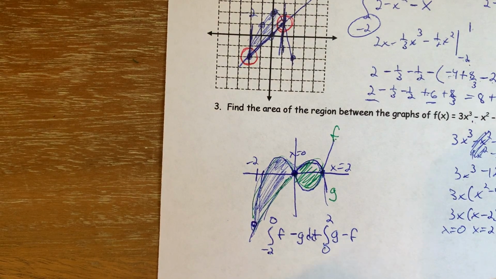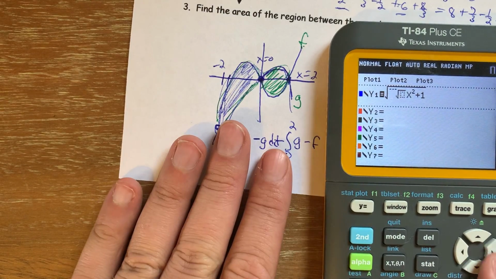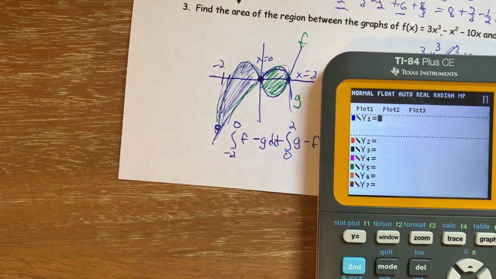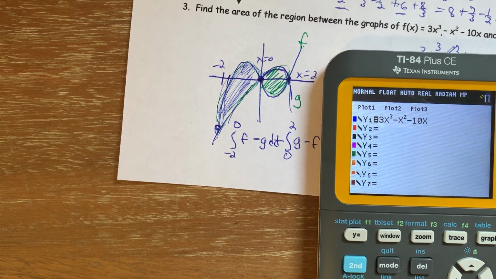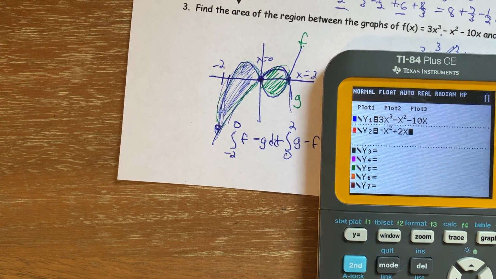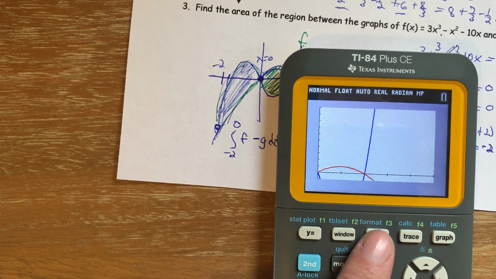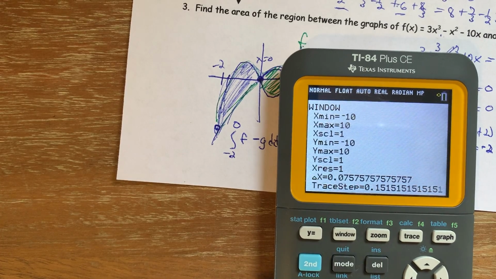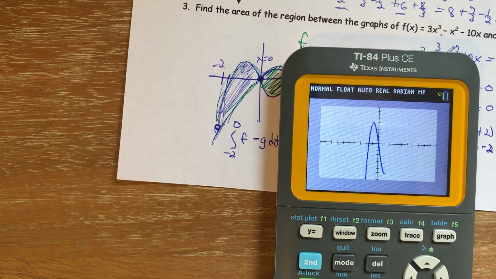And what we almost always want to do is go into y equals. So we go to y equals, and we're going to put in whatever functions we have. It's usually just two functions. So 3x cubed minus x squared minus 10x. And the other one is negative x squared plus 2x. And let's see some calculator skills. We need to be able to find where they intersect. So, okay, I'm going to press zoom 6 to get us back to the normal zoom. If you guys don't know, you can make the x res equal to 2 and it'll graph twice as fast. So that's nice sometimes.